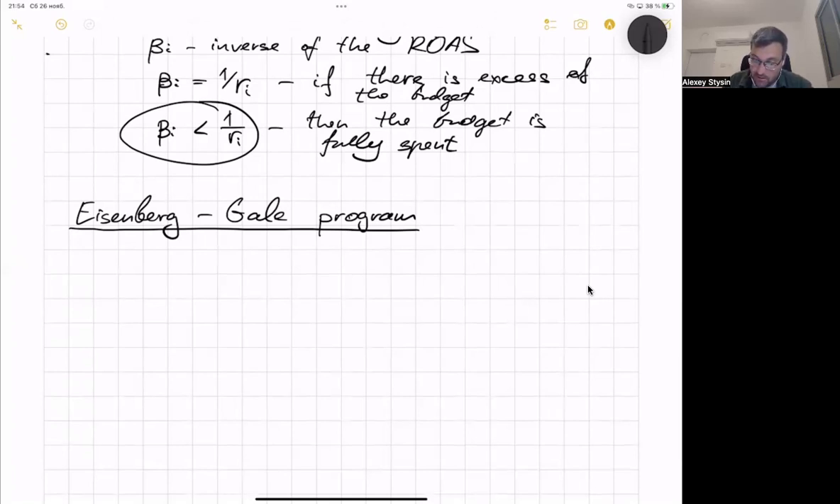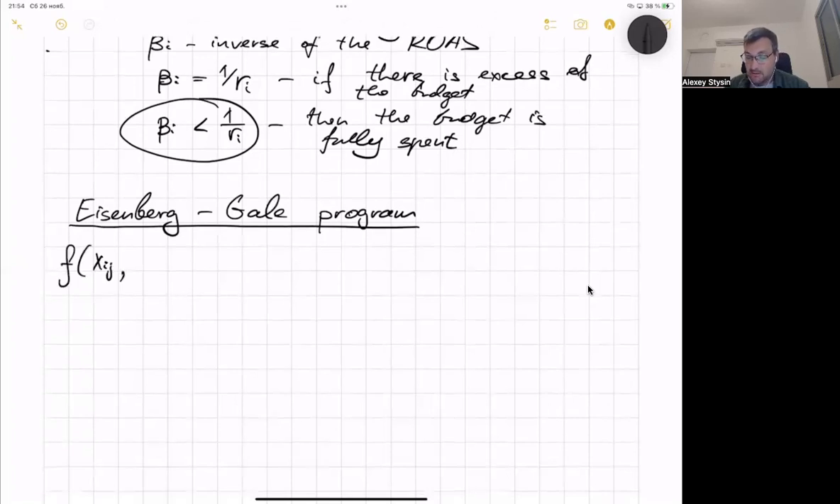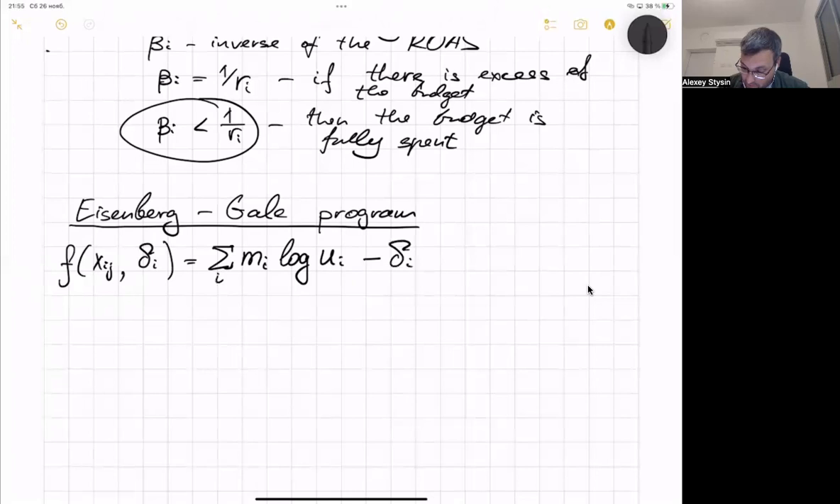It is the following. Okay, so this is a primal formulation for it. There will be a function f of Xij's and some variable delta i, which will have the meaning of the remaining budget. So this is the excess of the budget. And this is defined in the following way. It's the sum of budgets times the logarithm of the utility of player i minus delta i. This is a sum over i's, over agents, and this is to be maximized.